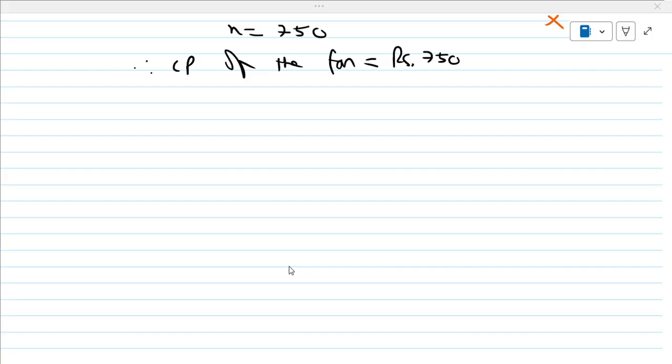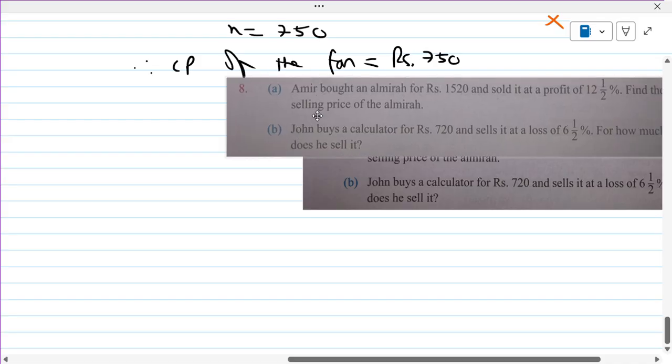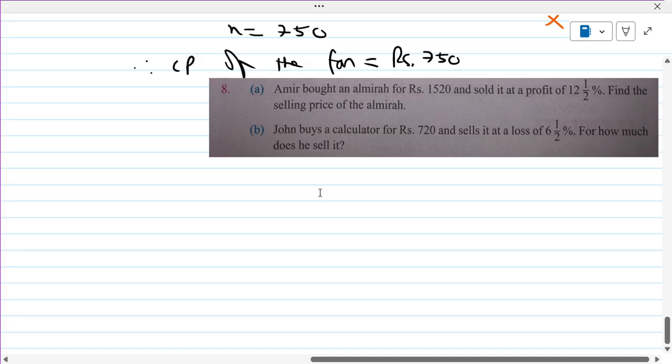Okay, so what's there in 8? Let's see first what is said here. Amir bought an Almira for rupees 1520 and sold it at a profit of 12 whole number 1 by 2 percentage, so it's 12.5%. Find the selling price of the Almira. Okay, let's go for it.